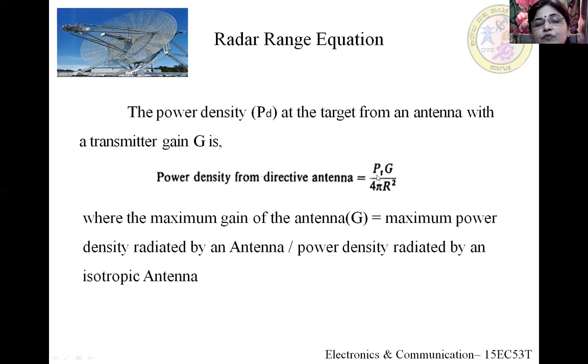So here you can see what is meant by Pt. Pt is the transmitted power. G is the gain. And 4 pi r squared is the surface area of the sphere.